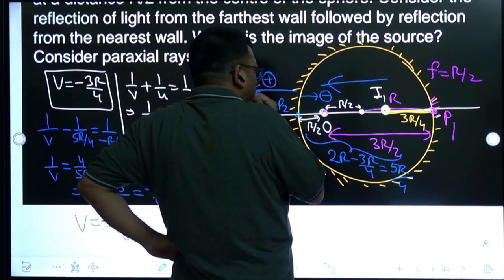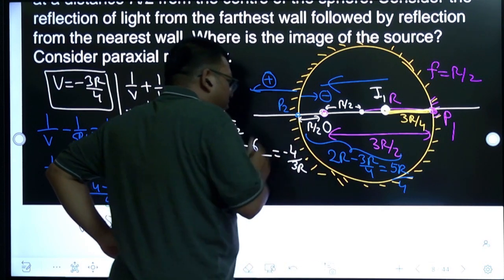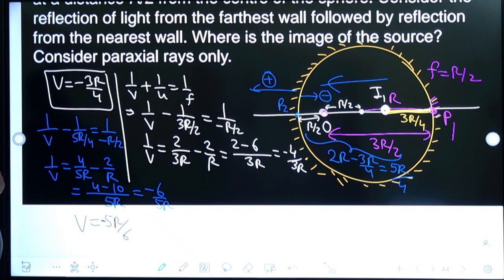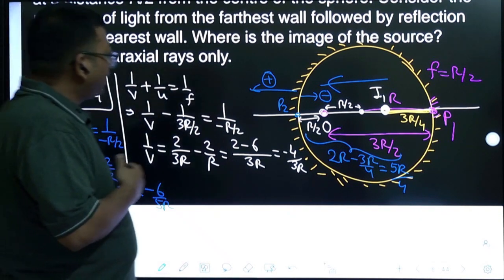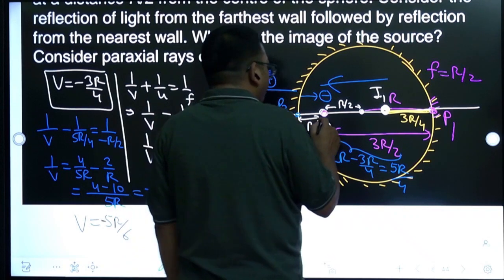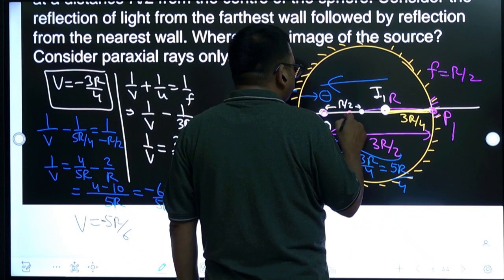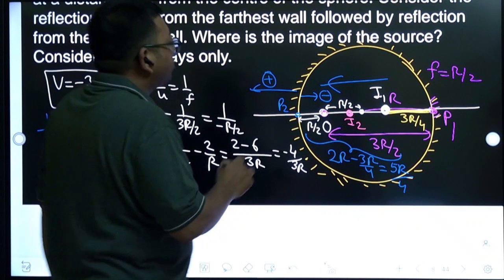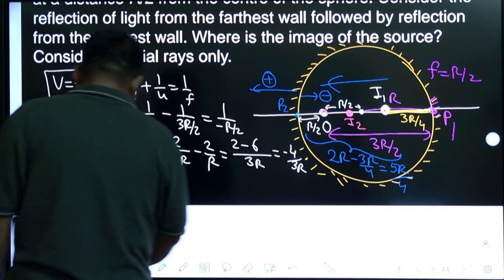5r by 6 means how much? 5 by 6 is how much? 0.4, nearly 0.48. Correct, na? Because 6, sorry, 68 is a 48. 0.8 something it is, and R by 2 is like 0.5. So somewhere very, very close this side. This is the final image I2 we are getting. So finally, we have got the image.